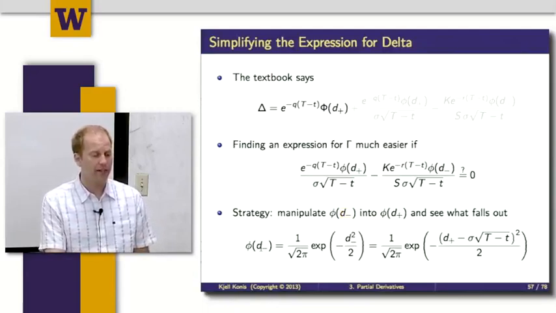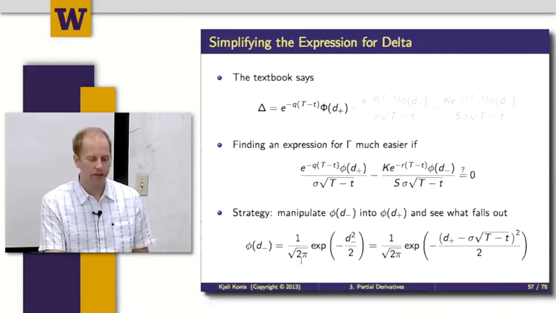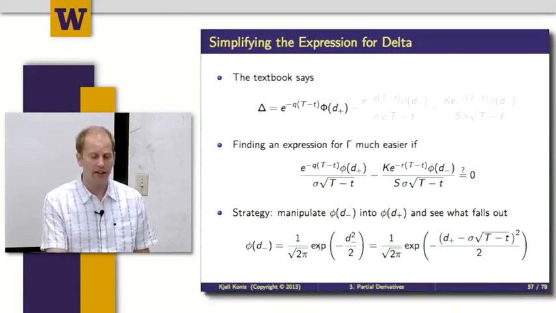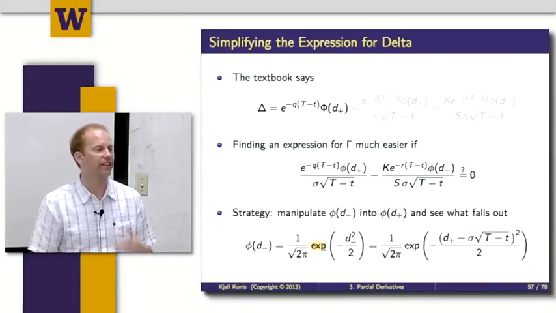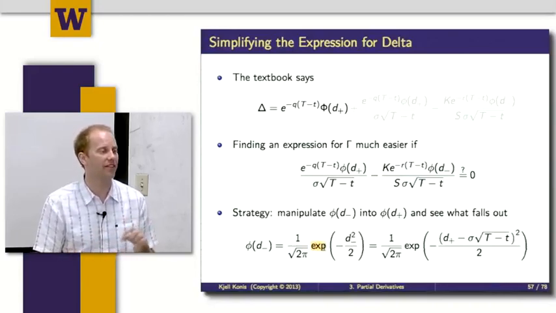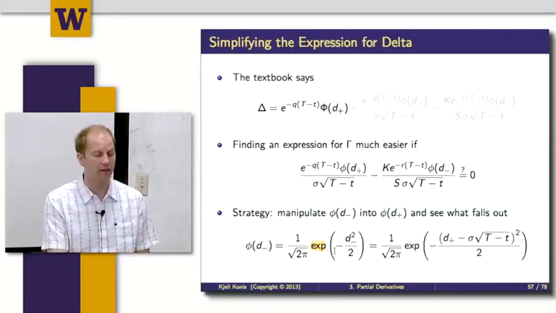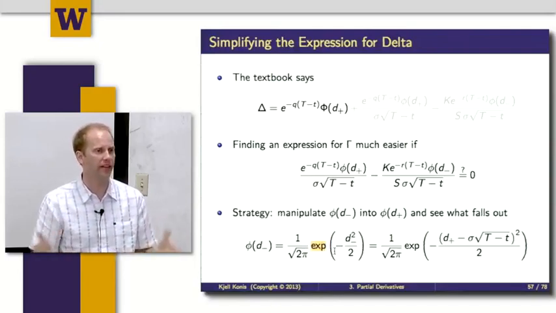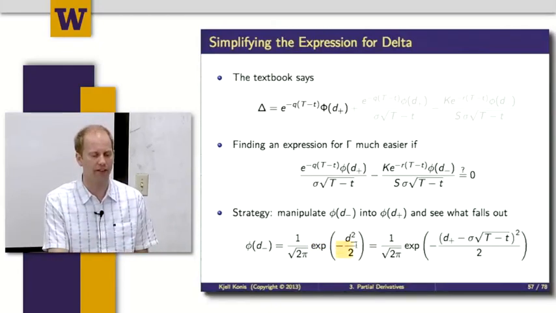So phi of d minus is equal to 1 over the square root of 2 pi times e. So I'm using some different notation here just because it gets really small if I have everything in the exponent. So exp as a function, so exp and then something in parentheses, that means exactly the same thing as e to the power of whatever's in the parentheses here. So this is 1 over the square root of 2 pi times e to the minus d minus squared over 2. And that's just the exact definition of phi of d minus.